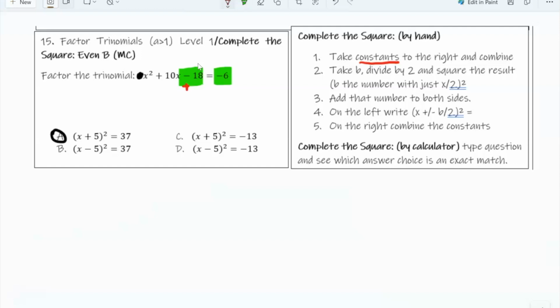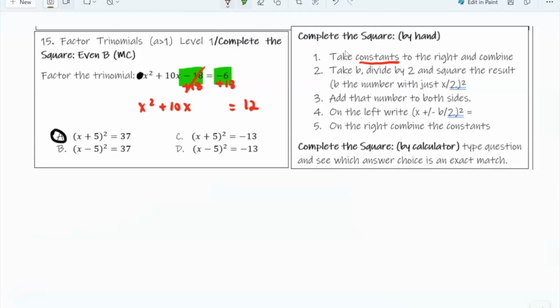All right, so I'm going to add 18 on both sides so that this goes to 0, and what I'm going to be left with is x squared plus 10x. I'm going to leave a space here, and you're going to see why in a second. Put this in the calculator: 18 minus 6 is 12. Take the constant on the other side and combine. I've taken the other side, I've combined them.